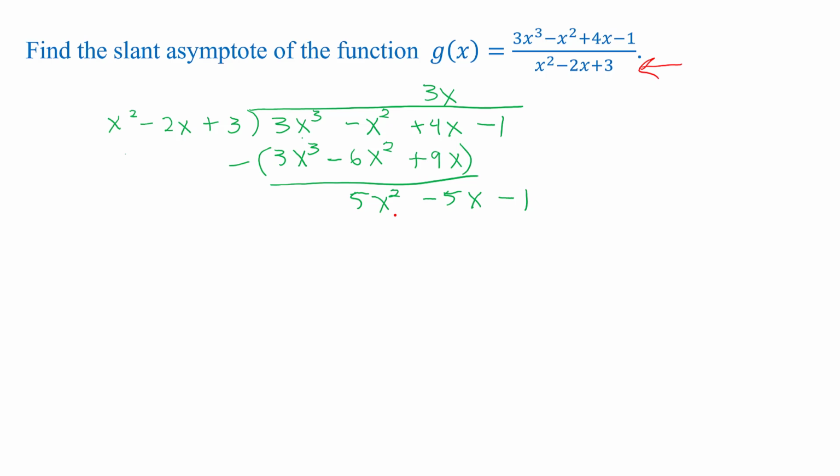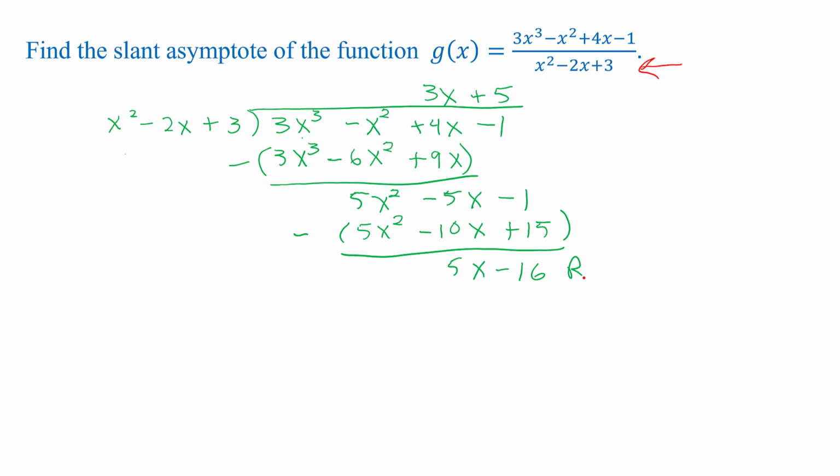Then x squared goes into 5x squared 5 times, so I add 5 to the quotient here. 5 times x squared minus 2x plus 3, we get 5x squared minus 10x, and then plus 15, subtracting, results in 5x minus 16.